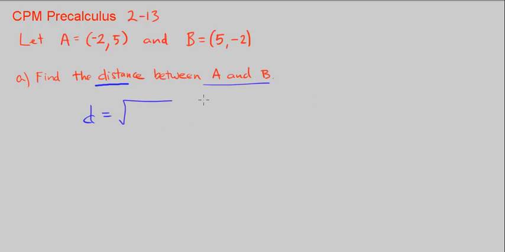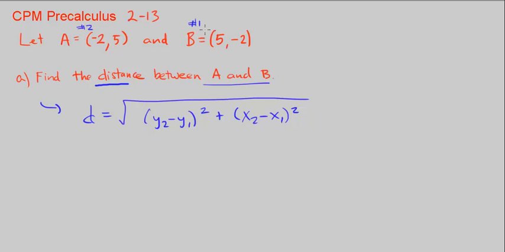That's going to be the square root of delta y, or y2 minus y1 quantity squared, plus x2 minus x1 quantity squared. This is the distance, and these are the 2 points. We could choose either point to be number 1 and number 2. I'm going to choose this to be number 1 and this one to be number 2. That means this is x1 and this is y1, and this then is x2 and y2. Now I'm going to plug these values in.